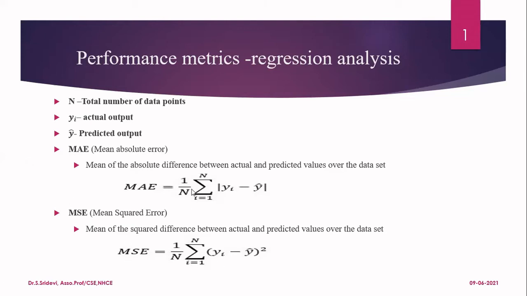So now, whether it is mean absolute error or mean squared error, always our aim is that we want to minimize the error. So whichever has the smaller value, that is more advantageous when you go for predicting the performance.